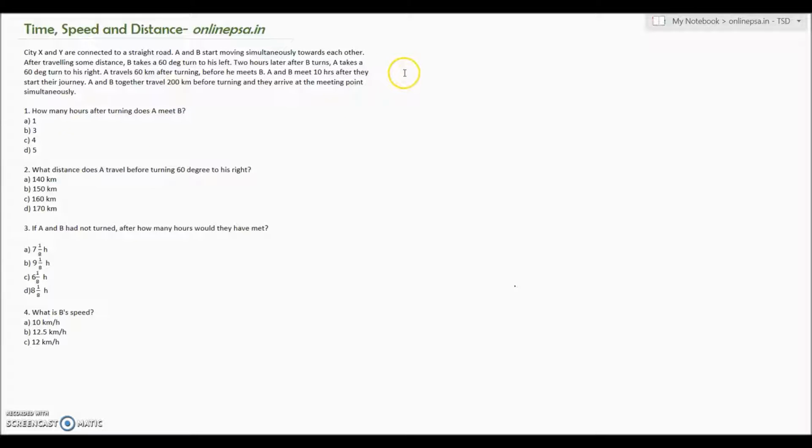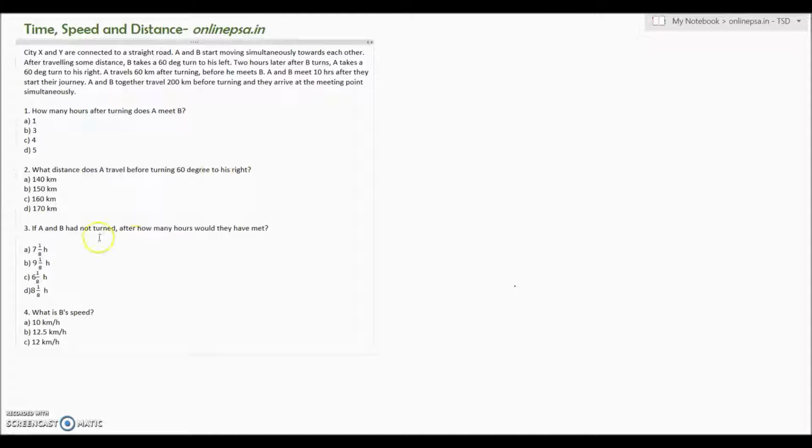Today we'll take an above average problem and see how we can utilize various principles of time, speed and distance to solve these four questions. Let us read out the text first.